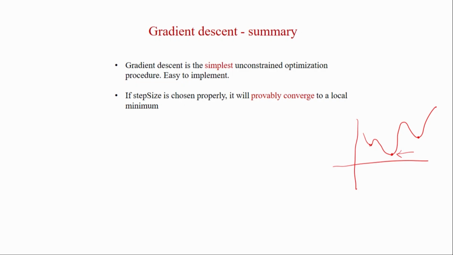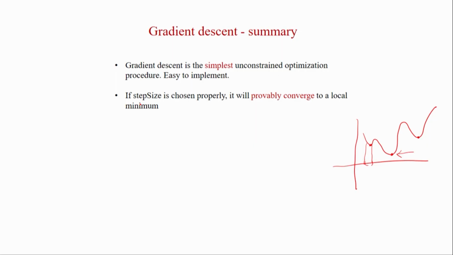But what about this point? It is the lowest point in the neighborhood, which means there is a sufficiently small neighborhood where this is the point with the smallest value. Irrespective of which direction you move in that small ball or small interval around this point, the value increases, or at least does not decrease, right? So that is a local minimum. So if the step size is chosen properly, gradient descent will provably converge to a local minimum.